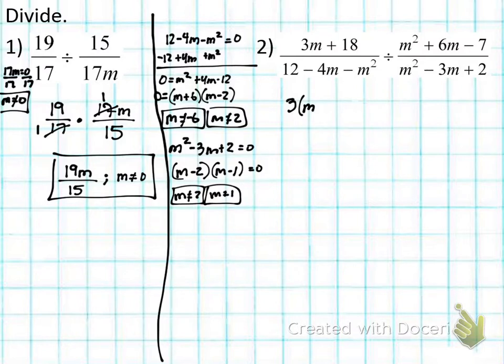So I can factor out a 3. 3 times m is 3m. 3 times positive 6 is 18. The denominator now. Remember how this is all backwards? We have the opposite signs. I like it in descending order with m squared being positive. Right now it's negative. So check out this trick right here.